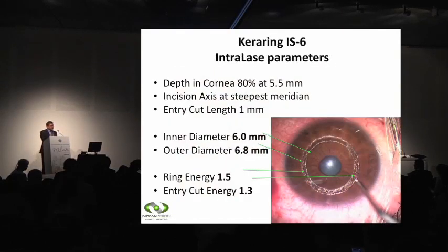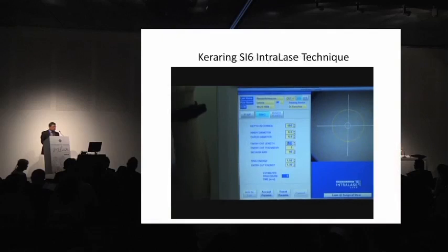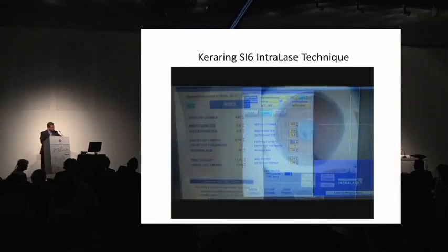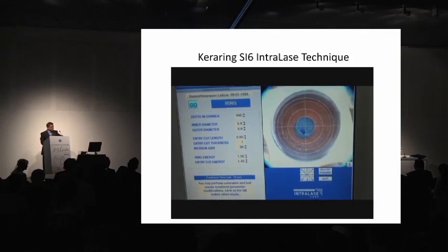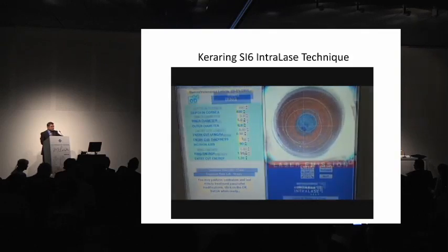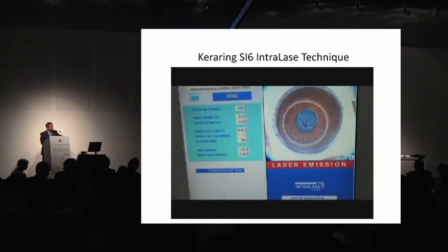For those of you who are afraid about night disturbances, I suggest using the IntraLase for your IS6 segments, 6.0 and 6.8. We are using here 6 millimeters inner diameter and 6.8 outer diameter for implanting these larger optical zone intracorneal segments. It takes a little bit more, only 8 seconds, and this is a dissection created by the IntraLase.